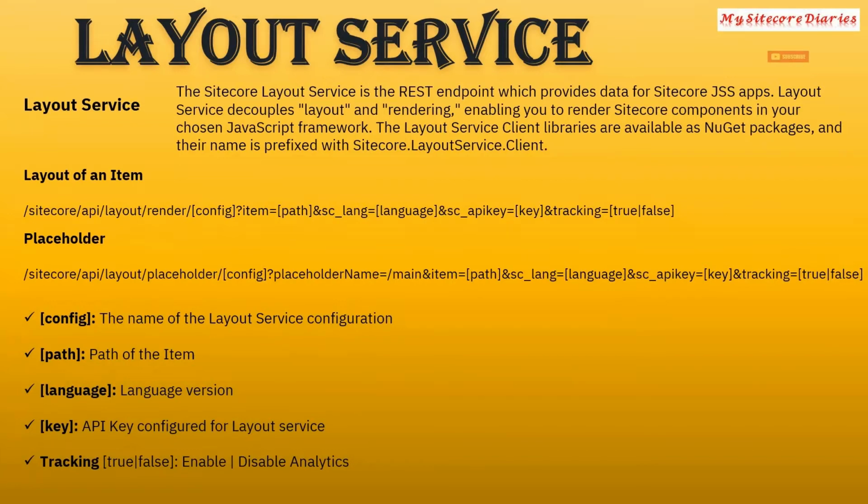Config is basically the name of your layout service. Generally it is JSS. Then the path of the item, the language version, the API key configured for the layout service, and the tracking. I'm not going into detail on each of these or how each is used.